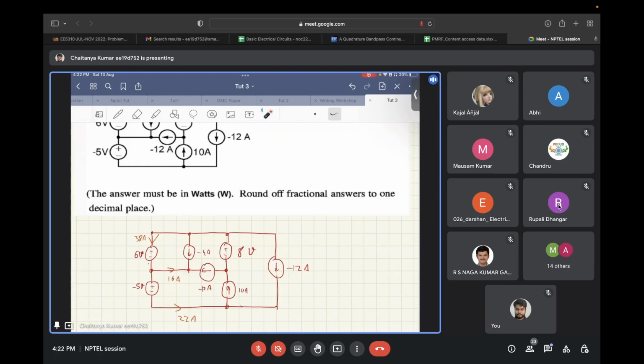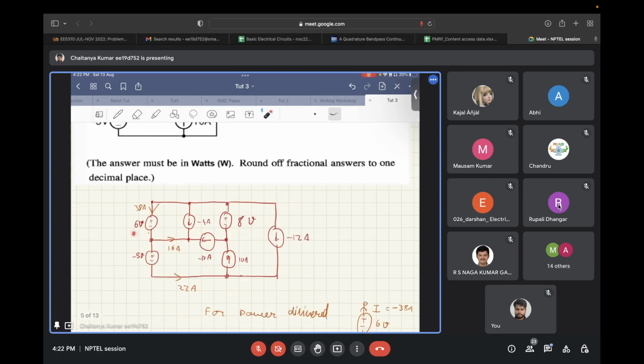KCL at this node will give you the current in this branch as 16 amperes, and KCL at this node will give you the current in this branch as 22 amperes. So 22 amperes and 16 amperes will flow, and then KCL at this branch will give the current flowing into the positive terminal of the 6 volt device, and that comes out to be 38 amperes. So this particular element, in actual, is absorbing power and not delivering power.